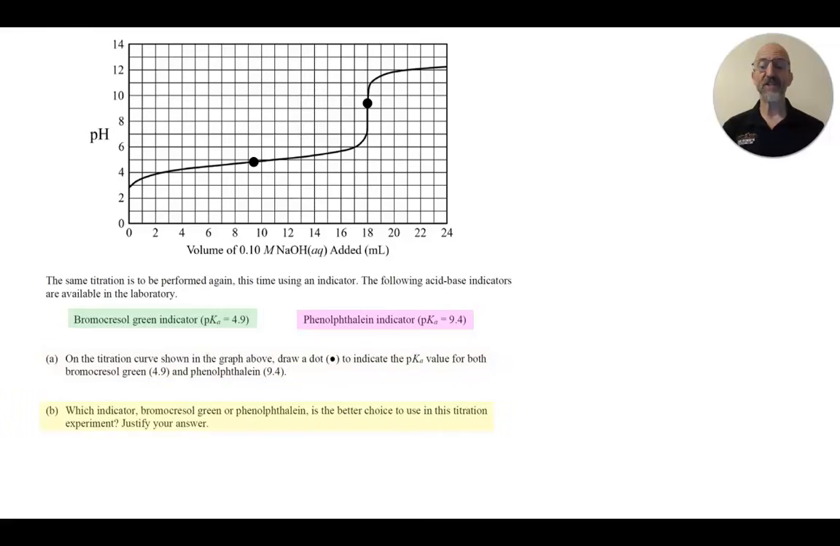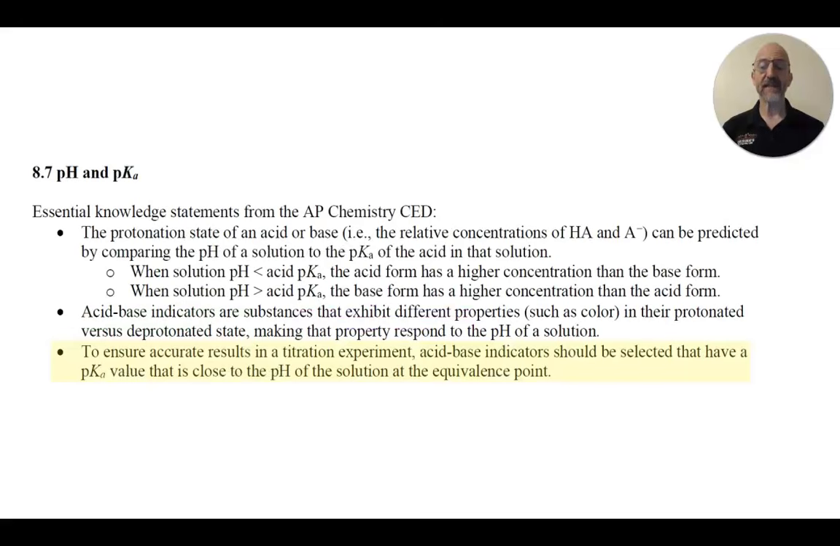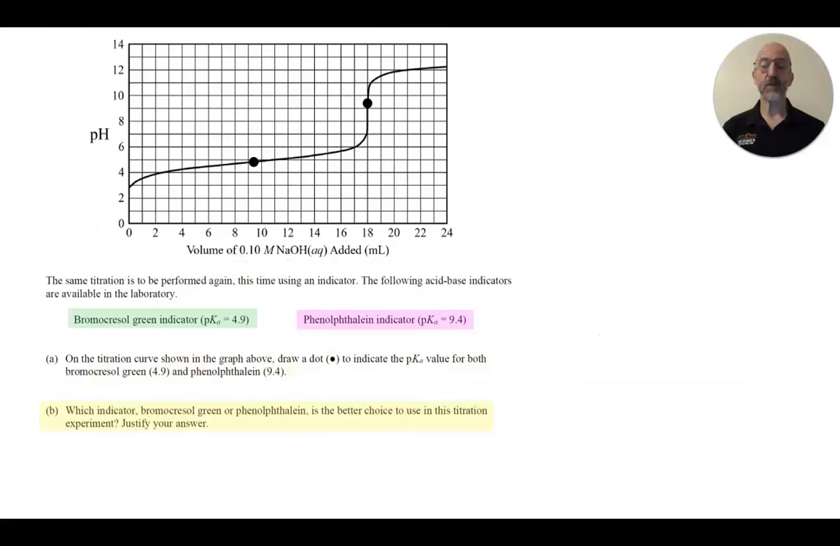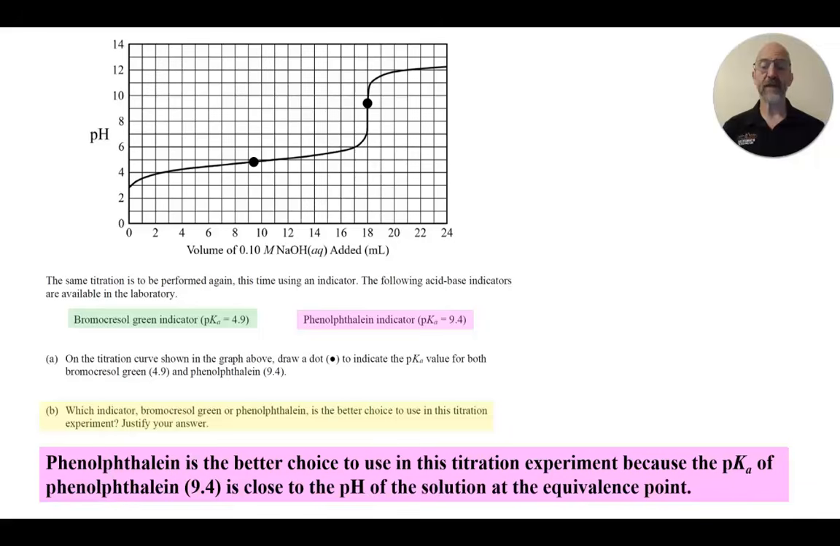So just a reminder, which indicator, bromocresol green or phenolphthalein, is the better choice, it's based on that essential knowledge statement that I had mentioned earlier in this lesson. To ensure accurate results in a titration experiment, acid-base indicators should be selected that have a pKa value that is close to the pH of the solution at the equivalence point. So the correct answer to part B of question 8 is phenolphthalein. Phenolphthalein is the better choice to use in this titration experiment because the pKa of phenolphthalein, 9.4, is close to the pH of the solution at the equivalence point.